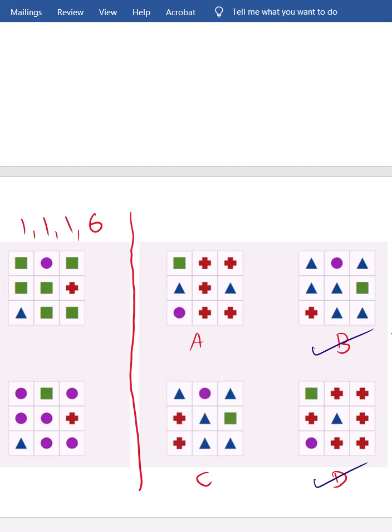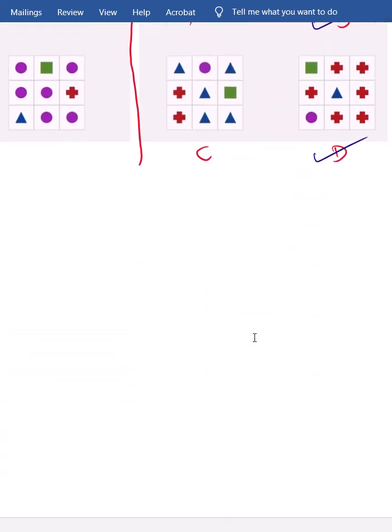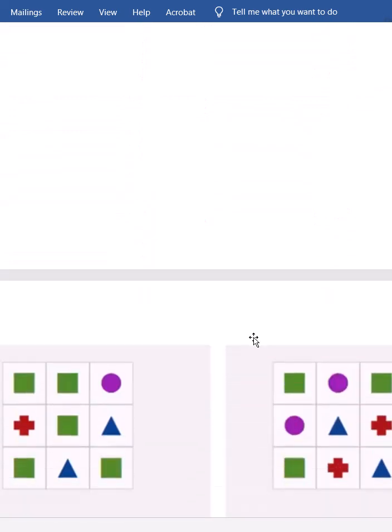D is okay, right? So your answer should be B, comma D. These two you need to select. You have to click on it in the exam. And let's see about the next question here.